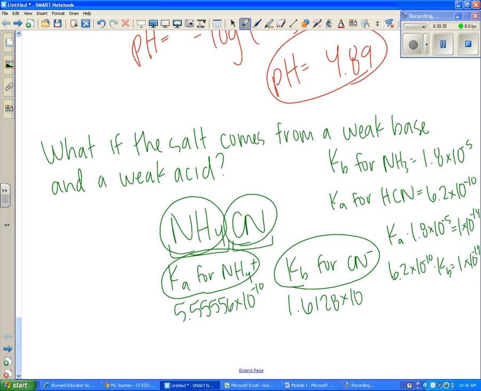1E negative 14. Make sure you're using your E key. Do not use times 10 caret. Your calculator can't discern the order of operations for negative fifth. So, in comparing those two numbers, is this a better base or is this a better acid? This is a better base and this is an acid. So what will the solution be? Basic.